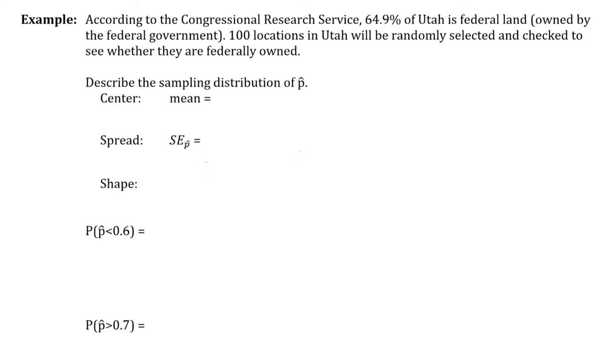What we should do first is describe the sampling distribution of p hat. First, the center, which is defined as the mean, which is 0.649. Next, we will need the spread of the distribution, defined by the standard error of p hat. That will be the square root of 0.649 times 1 minus 0.649 divided by the sample size of 100. That will result in a value of approximately 0.0447.